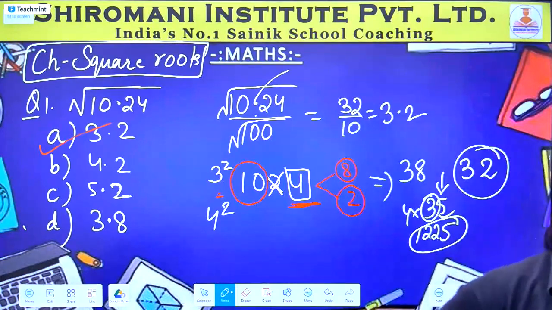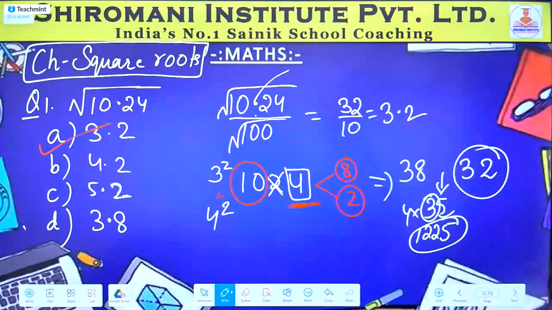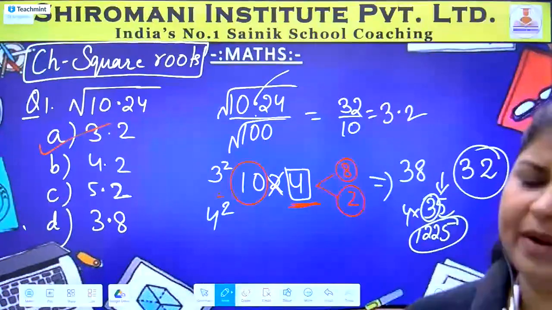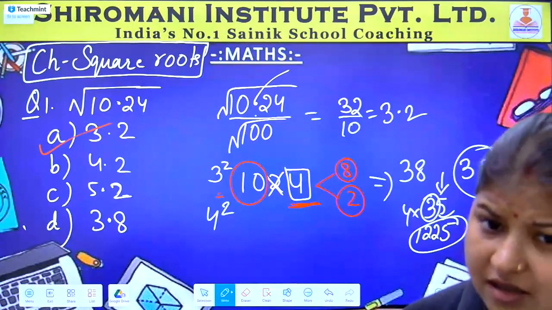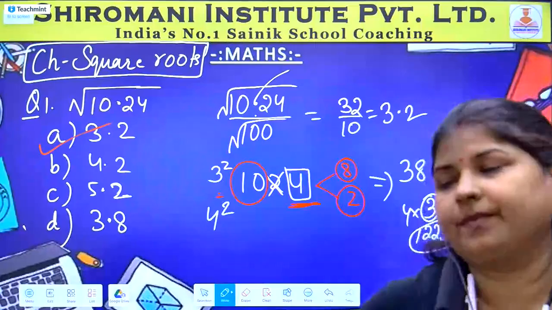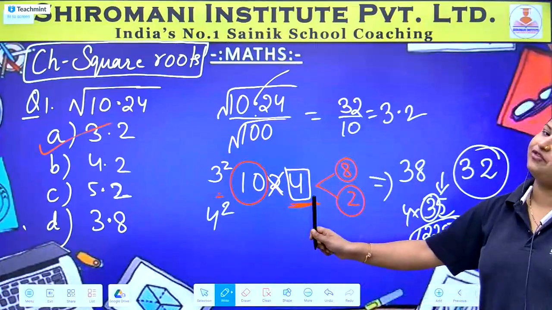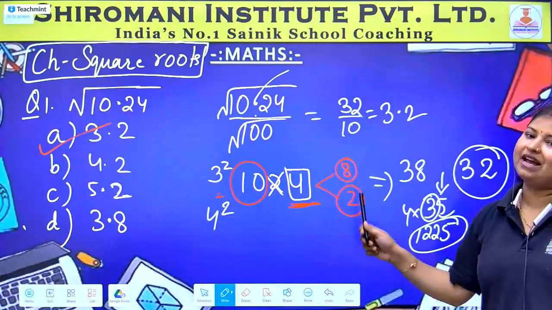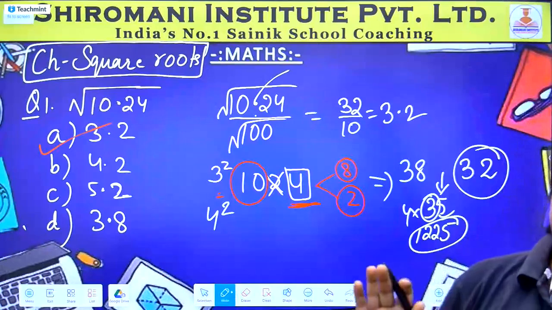Yes, Nandani? From where did 38 and 32 come? This is clear, that if the last digit is 4, my answer would have 8 or 2 at the end. Is this clear, Nandani? Yes?